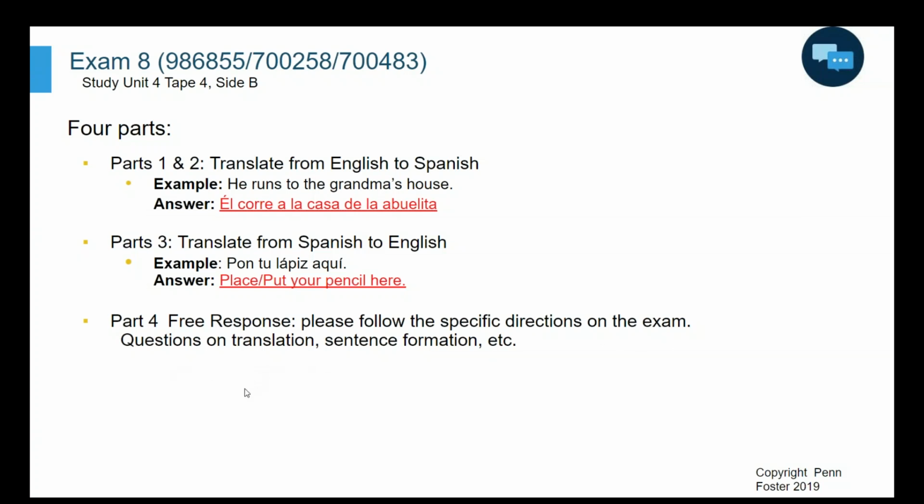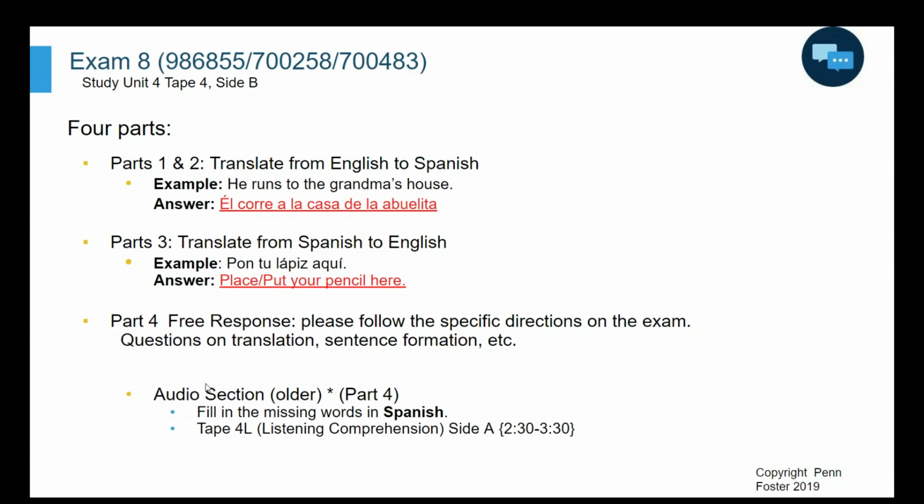If you enrolled earlier into the program, you may have seen this older audio section. And what you'll need to do is you'll have a passage, and you'll need to fill in the missing words in Spanish in that passage. The audio selection will be found on tape 4L, side A, 2.5 to 3.5 minutes, starting with the 2 words en la. Please note you'll just have one of these options for part 4, not both. And again, best to just follow the directions that are on your exam.